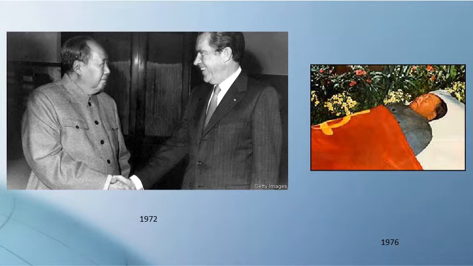So in 76, the Cultural Revolution's over, Mao's dead, but Mao has really destroyed Chinese culture, right? He wiped traditional Chinese culture away in the Cultural Revolution, right? What's there now is something different.